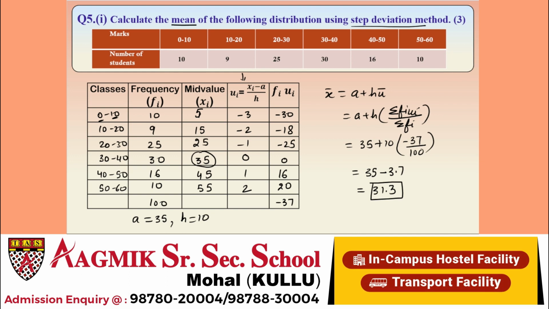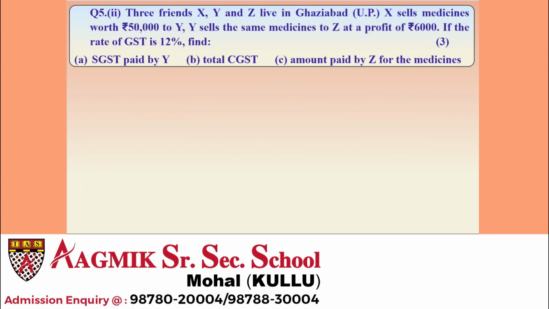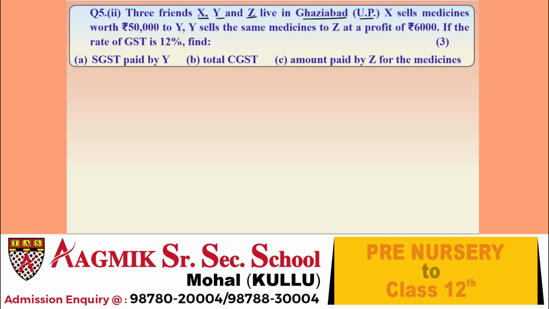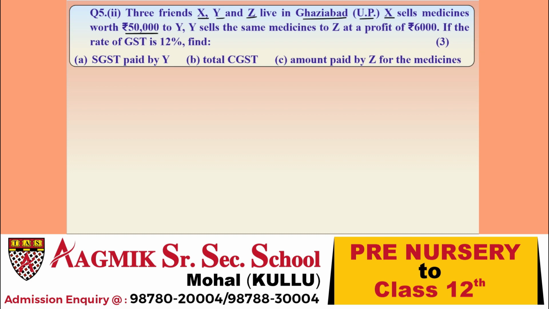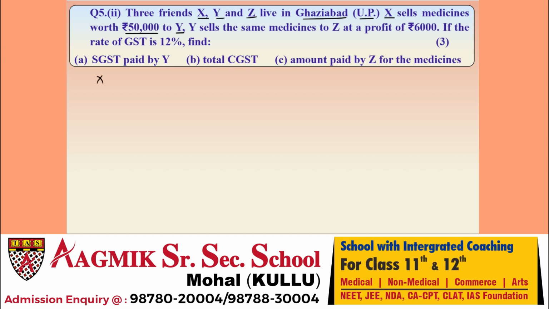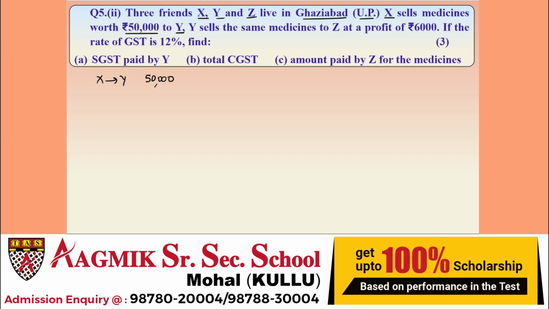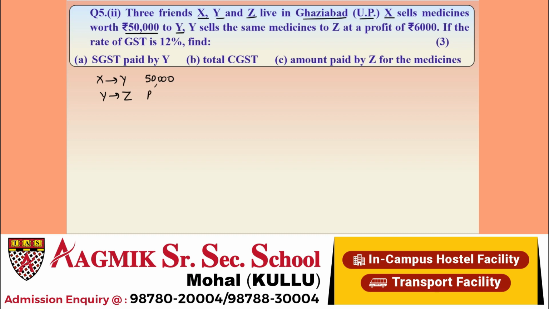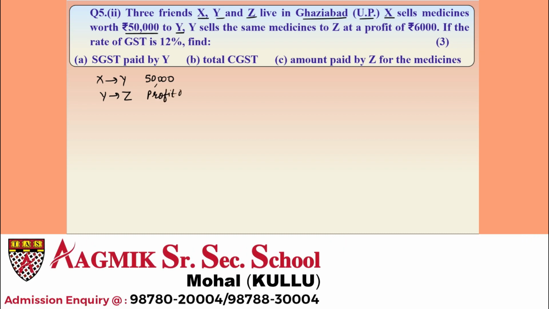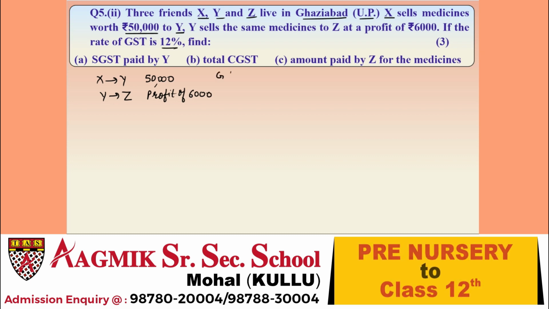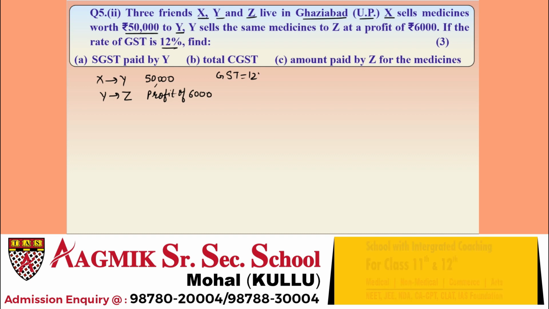Moving on, now have a look at question number 5 part 2. 3 friends X, Y, Z live in Ghaziabad, UP. X sells medicines worth 50,000 to Y. So X is selling medicines to Y and the cost is rupees 50,000. Then Y sells the same medicine to Z. So Y is selling it to Z at a profit of 6,000. So this is being done at a profit of 6,000. If the rate of GST is 12%, then we have to solve these parts.